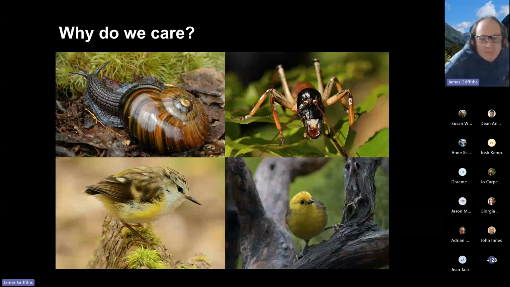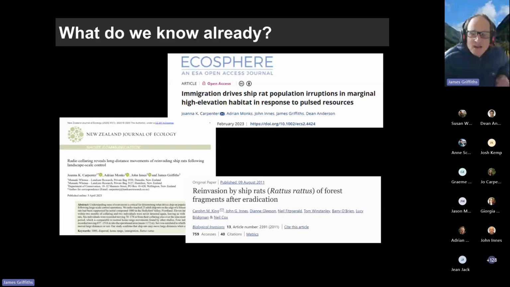We know, well, we're pretty confident now that immigration can and does play quite a big role in rat recovery after control. There are a number of studies in the literature that you can refer to. And so as we get better at controlling rats and these other predators to really low levels over large areas, immigration will necessarily become a much more important area of focus if we're to maximize the persistence of control.